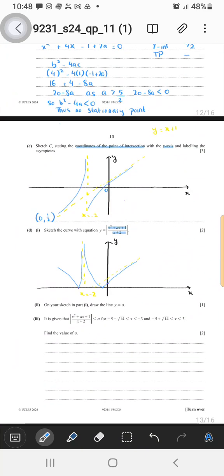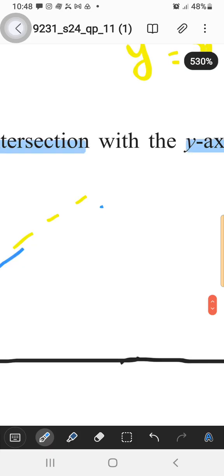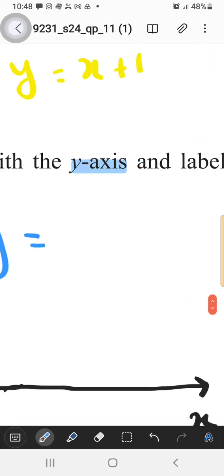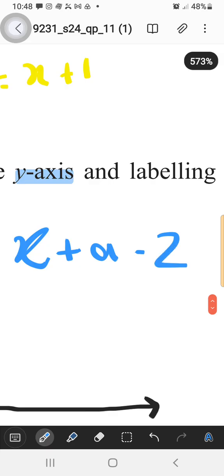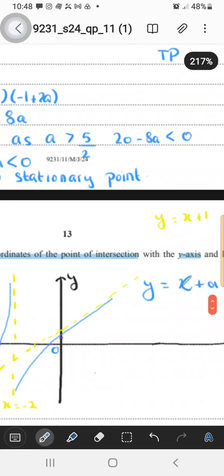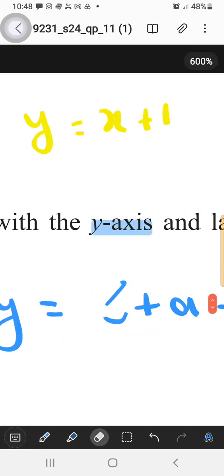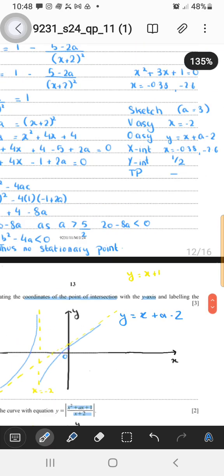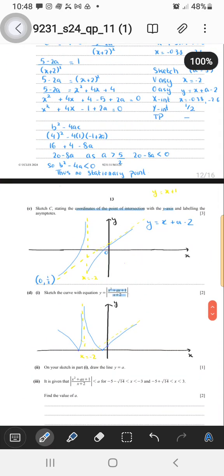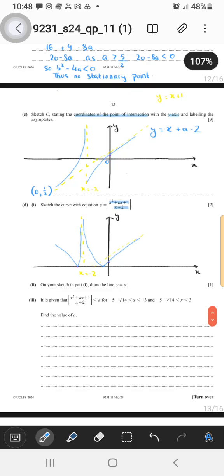Wait, let me tell you to also label this y equal to x plus a minus 2. Okay, so let me make it better. I hope this one is better. Okay, so let's move ahead.